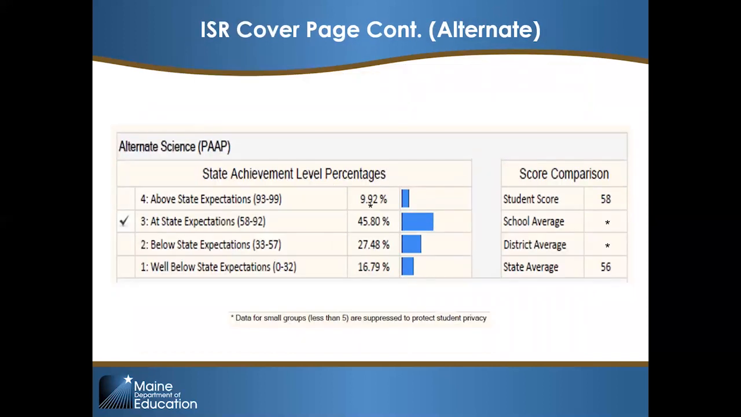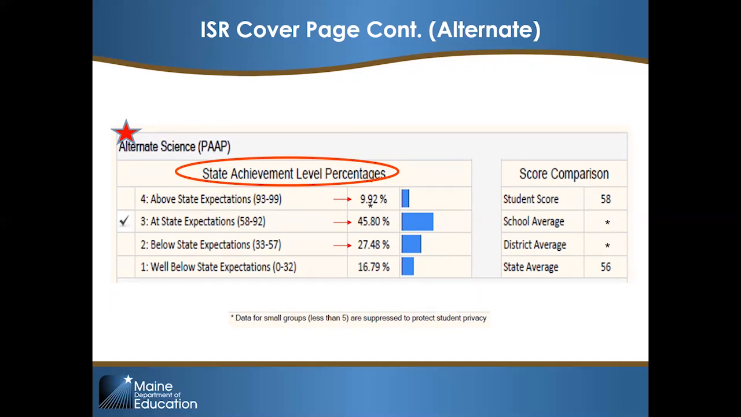Looking closer at the bottom section of the ISR summary page, we've zoomed in on the alternate science PAAP for this sample student, and below science you would find mathematics and ELA literacy. The left chart shows statewide percentages of students in each of the 4 achievement levels. As we see, 9.92% of the students statewide were at achievement level 4, above state expectations. 45.8% of the students were at achievement level 3.